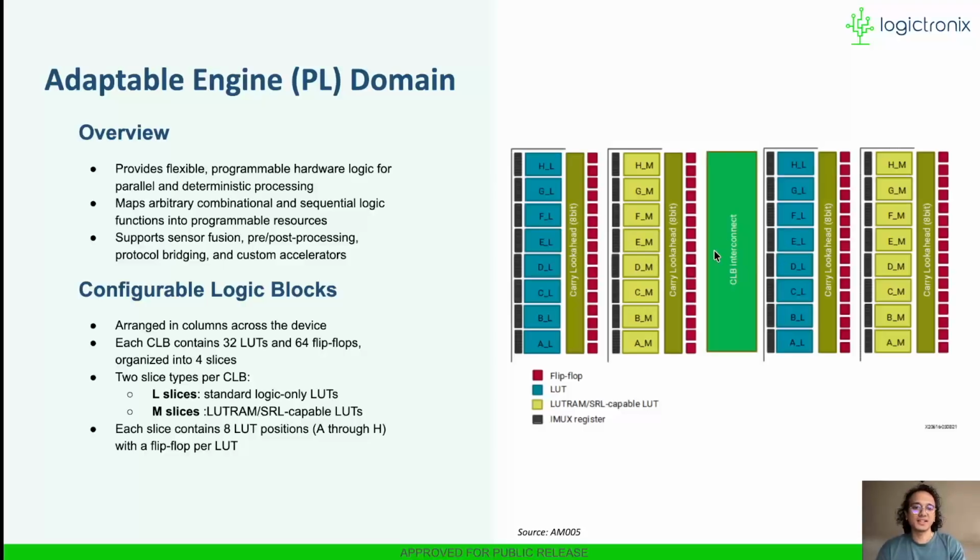There are two types of slices, L slices and M slices. L slices can only be used for logic implementation or lookup tables, while M slices can be used as shift registers, distributed RAM, or LUT RAM. Each slice contains 8 LUT positions from A through H, with a flip-flop for each of the lookup tables. It also contains an IMUX register to improve timing closure.